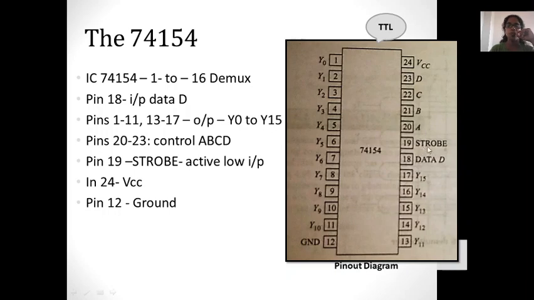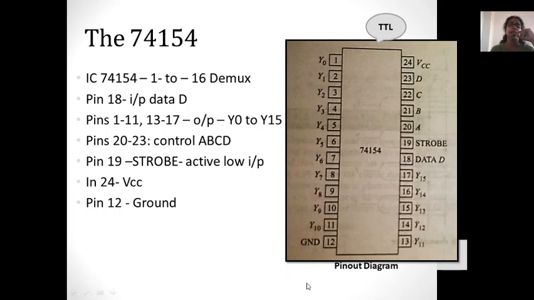The strobe. Now you know what is strobe. It is an active low input. It is an input signal and it will activate or enable this 74154 IC as a demultiplexer when it is low. If it becomes high, the IC will be disabled and won't work as a demultiplexer anymore. I hope you understood the pinout diagram. Have a look at the pinout diagram and learn carefully the pins indicated.